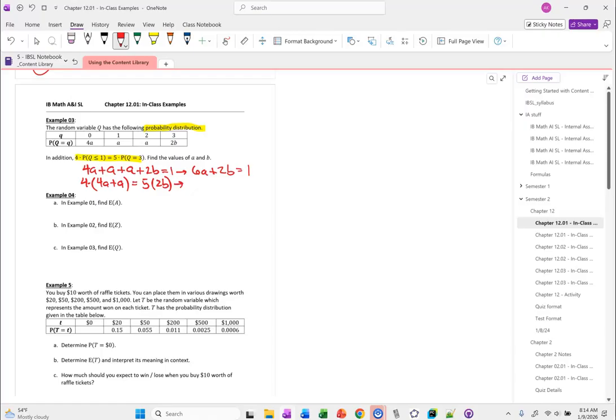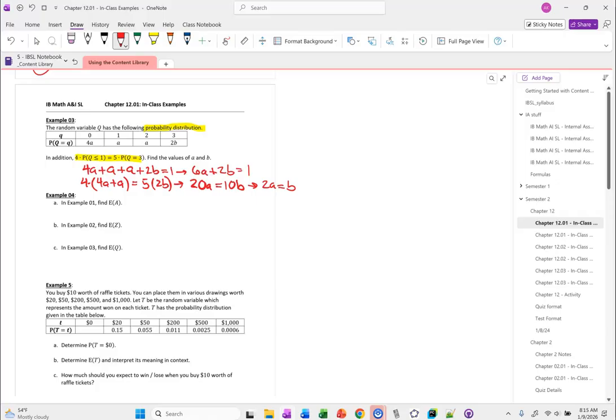Everybody okay with that? So the probability that Q is less than or equal to 1, so Q could be 1 or 0, so 4A plus A, because or means add, and then the probability that Q is equal to 3, well that's just 2B, so that's going to be 20A equals 10B, or just 2A is equal to B. Is everybody good with that?